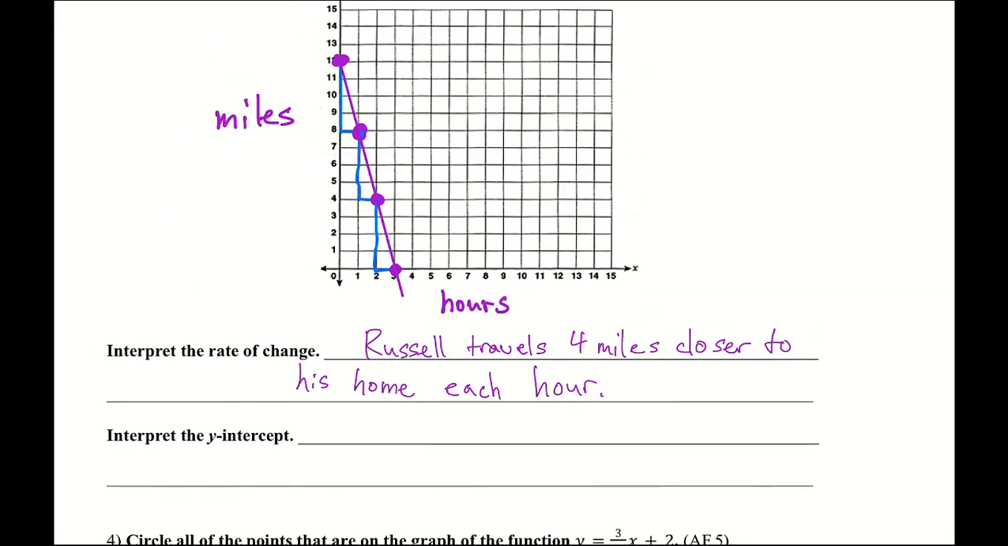And then the y-intercept is that starting point, so 12. So Russell starts 12 miles away from his home.